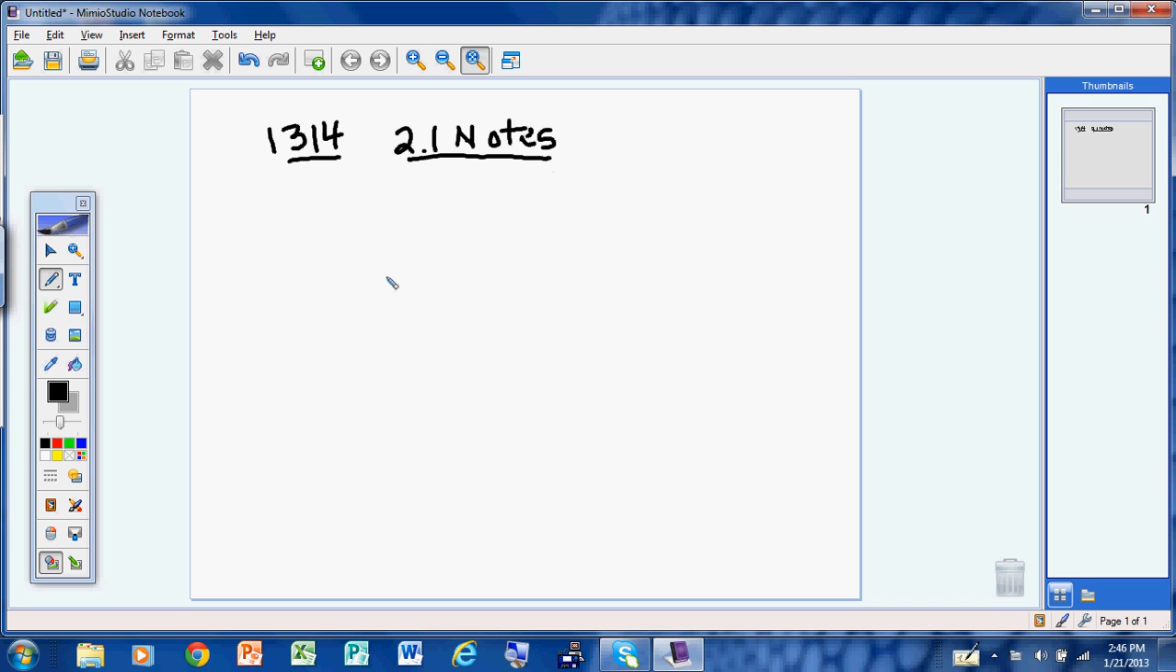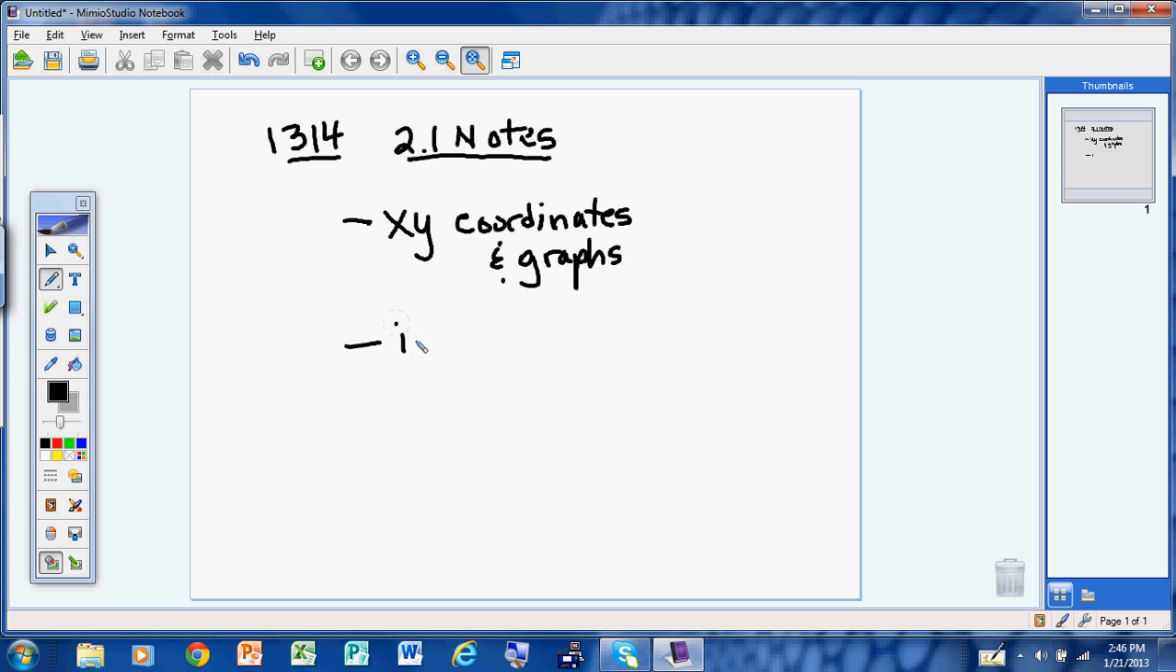Okay, and the three things that we're going to talk about will be XY coordinates and graph, we're going to talk about intercepts, and the third thing we're going to talk about is symmetry.